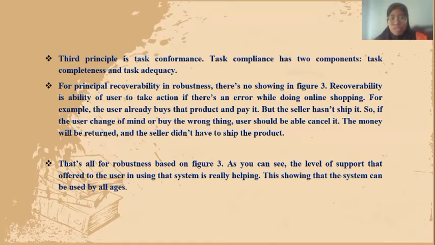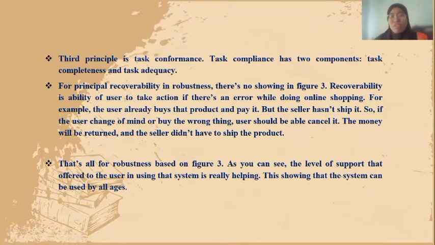Okay. For principle recoverability in robustness, there's no showing in figure 3. Recoverability is the ability of the user to take action if there is an error while doing online shopping. For example, if the user already bought the product and paid for it, but the seller has not shipped it, so if the user changes their mind or buys the wrong thing, the user should be able to cancel it. The money will be returned and the seller does not have to ship the product. Okay, that's all for robustness based on figure 3.